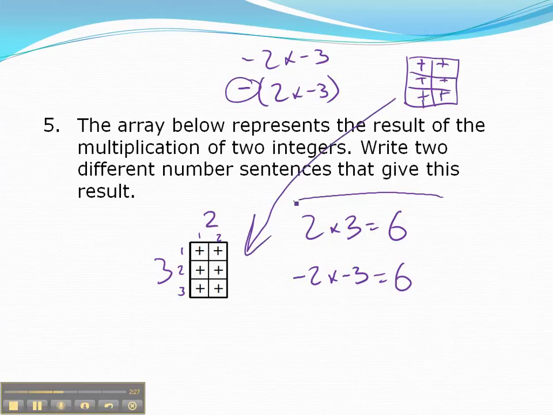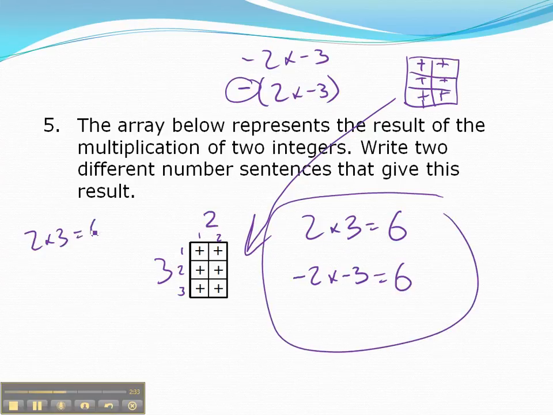So these are the 2 number sentences we're looking for here. Now, you will get a question like this on the test. If you put 2 times 3 equals 6 and 3 times 2 equals 6, those are not 2 different number sentences, so you only get partial credit for that.